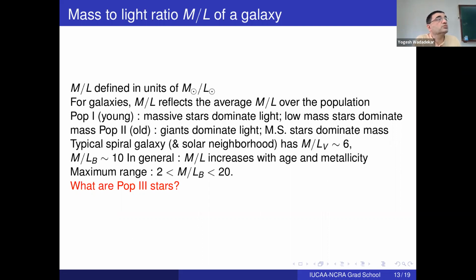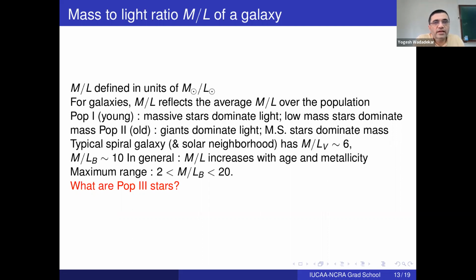So in population 2 stars, which are these old stars, the giants dominate the light and the main sequence stars dominate the mass. Primarily because main sequence stars which are still on the main sequence are typically low mass stars, and low mass stars always dominate in sheer numbers relative to high mass stars. We'll look at the initial mass function and things like that in a later lecture.